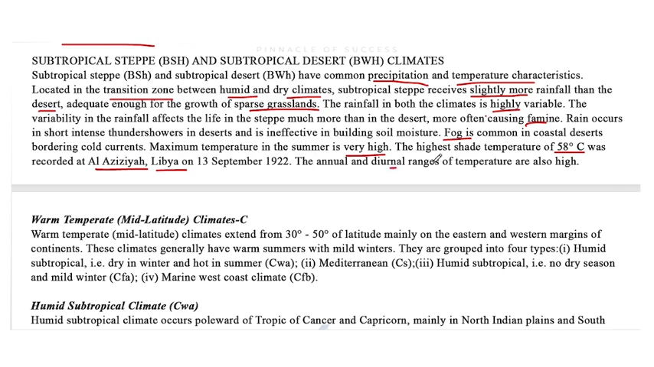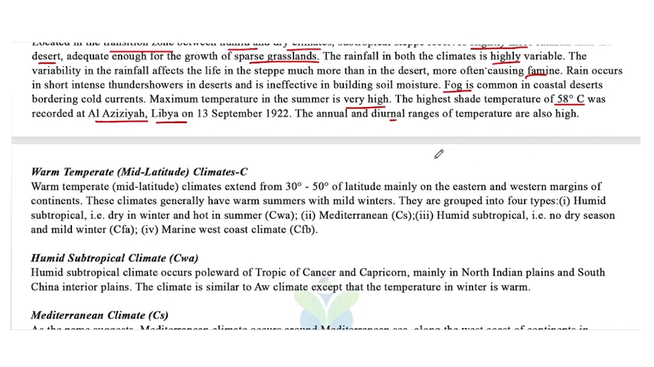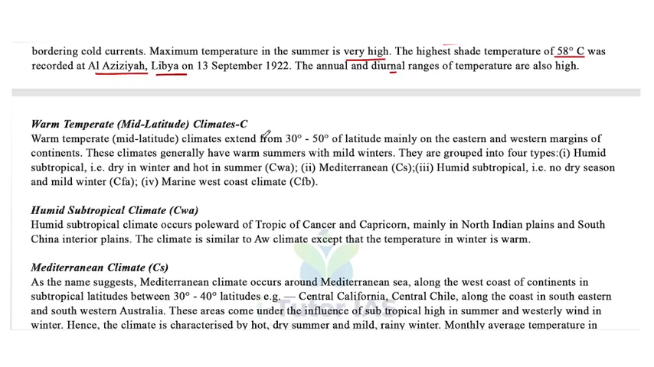Okay, that is the subtropical steppe climate and subtropical desert. Now, warm temperate climate, that is C. Warm temperate climate extends from 30 degrees to 50 degrees of latitudes, mainly on the eastern and western margins of the continents. These climates generally have warm summers with mild winters. They are grouped into 4 types.